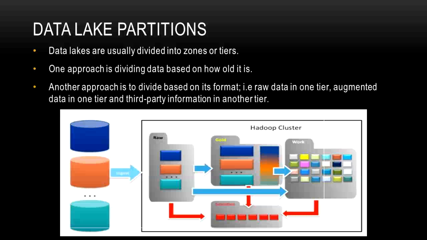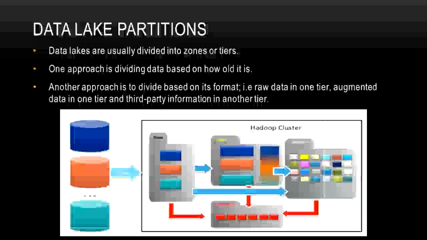In this representation, raw data is sent into the raw zone. This is the equivalent of a landing area. The gold area is where the data is curated. This is the equivalent of a data warehouse. The work area is where data scientists or business analysts will use the data according to their need. The sensitive area has data that should not be accessible to normal users and should have high governance. An example of this is someone's bank account number.